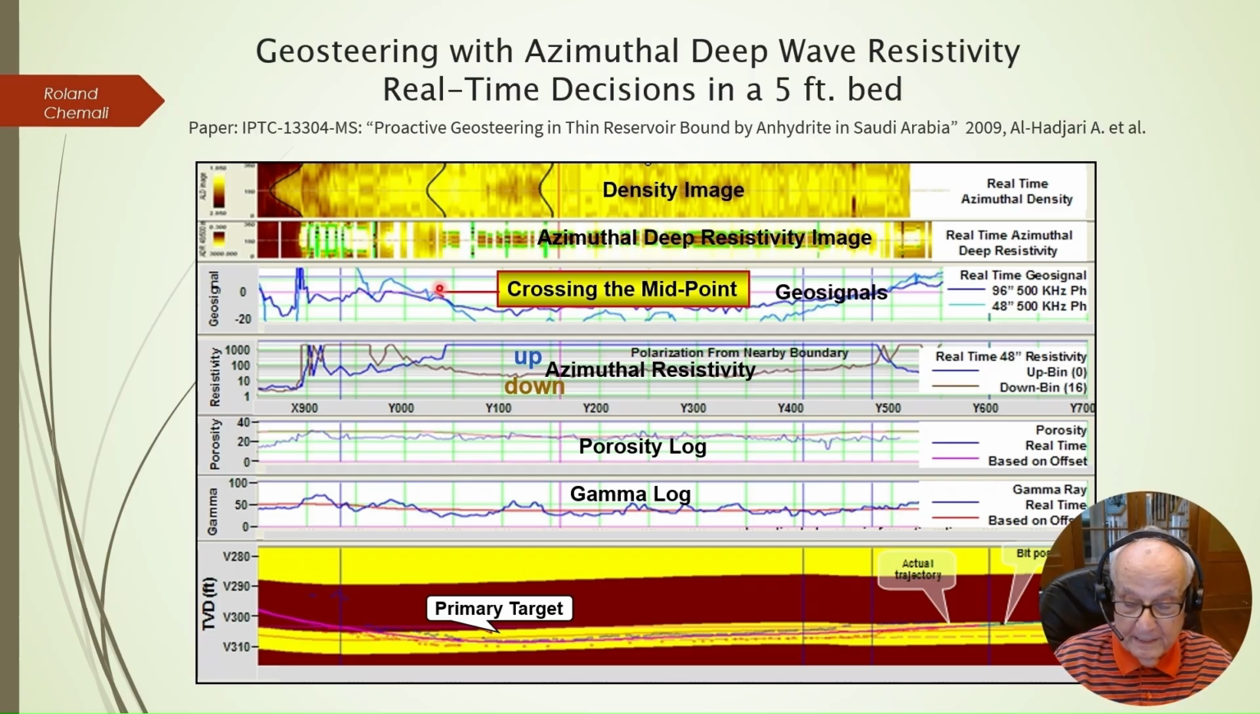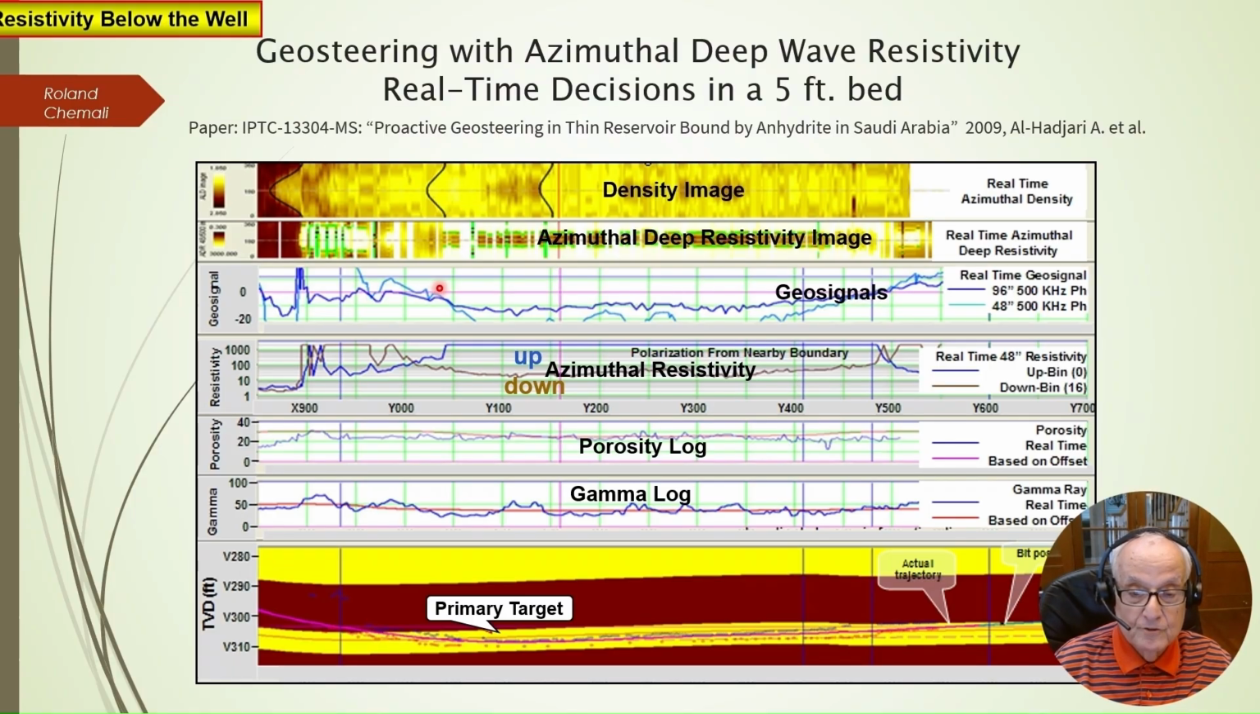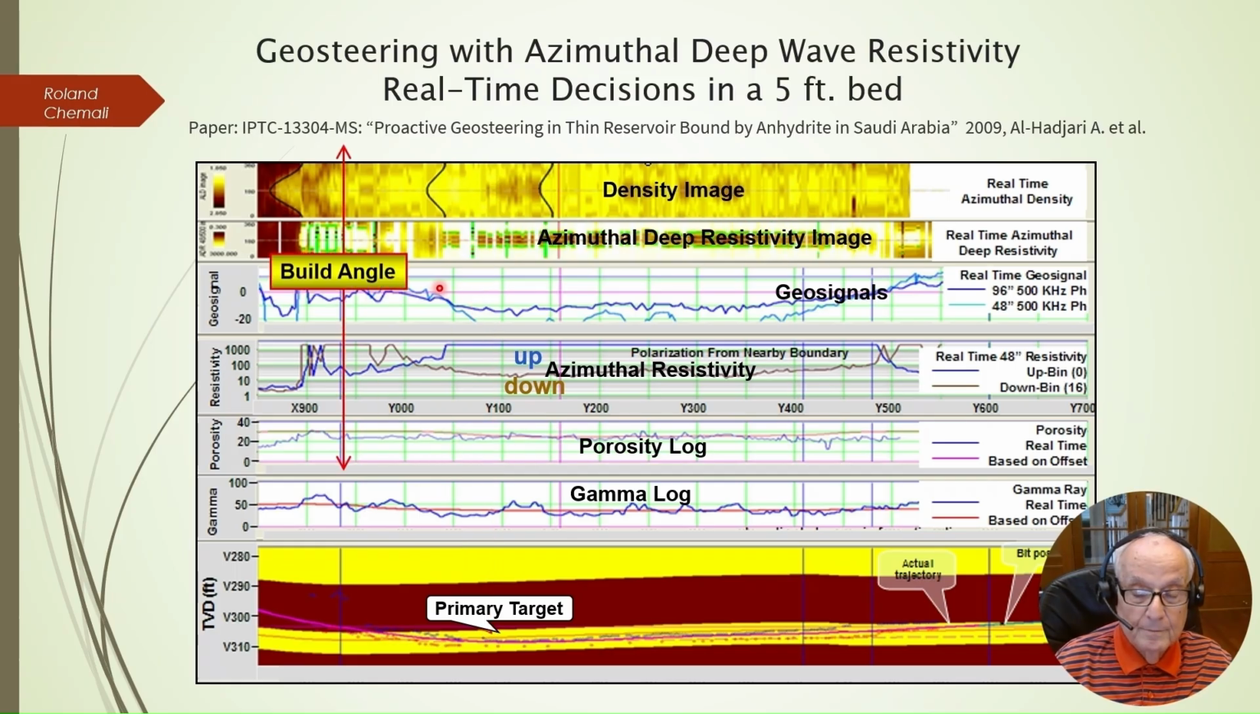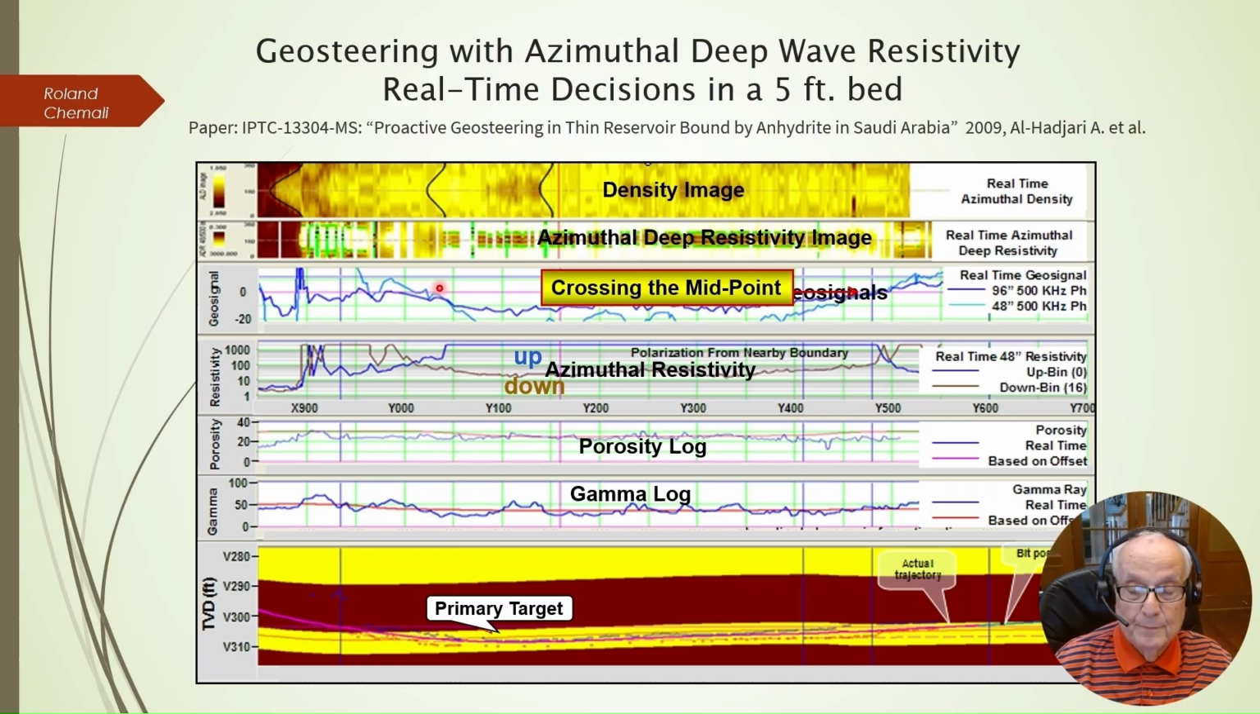That's because the bed, instead of being the promised 10 feet, ended up being only 5 feet. So at that point, we decided to immediately build angle and try to pull up. And we started seeing the low resistivity below the bed, and we said build angle very quickly, pull up, and we crossed the midpoint again.